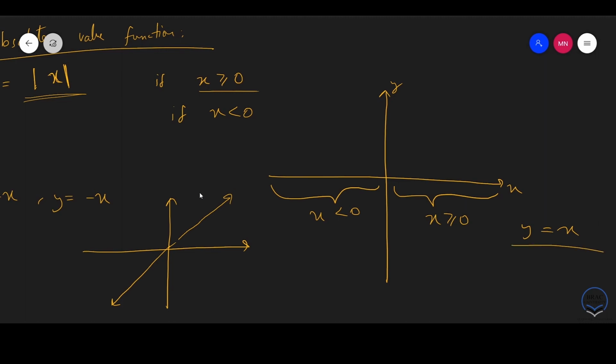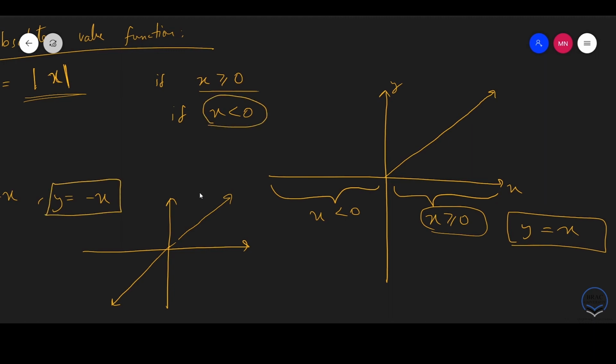So we will graph y is equal to x, but only for this portion. So we will have a graph that looks like this for when x is greater than or equal to 0. But when x is less than 0, then we will have the graph of y is equal to minus x, right? So we have a minus sign here. That means we have a negative slope. The slope of the line is going downwards, or the gradient is negative.